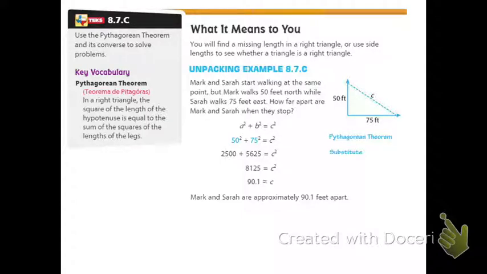Sergio, what are right triangles? What was that, sir? Yes, great job. He says a right triangle is a triangle that contains only one right angle, which measures 90 degrees. Good job, sir. Alrighty, so now moving on.